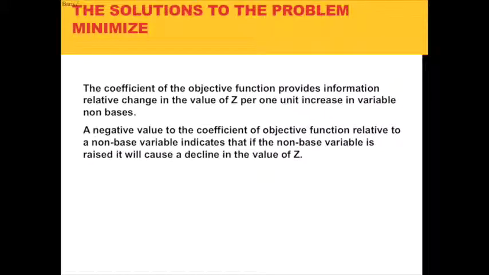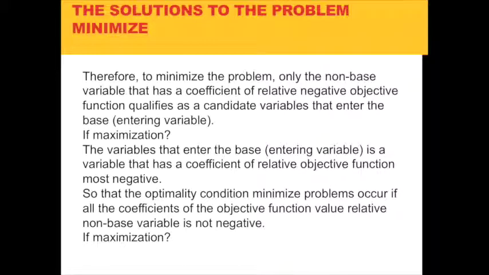Then after that, the solution of the minimize problem: only the non-basis variable that has a relatively negative coefficient in the objective function qualifies as a candidate variable that enters the basis. If maximization, choose the biggest positive value. The entering variable is the variable that has the most negative relative objective function coefficient. So the optimality condition for minimize problems occurs if all the coefficients of the objective function relative to the basis variables are not negative. If maximization, it is optimum when all objective coefficients are in a negative condition.